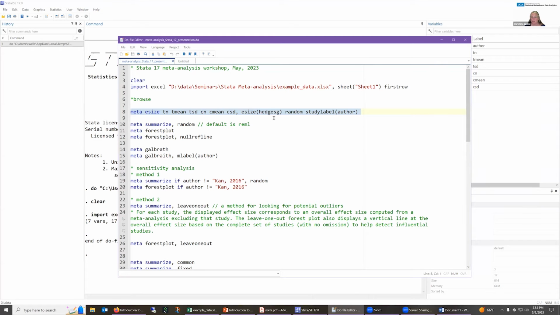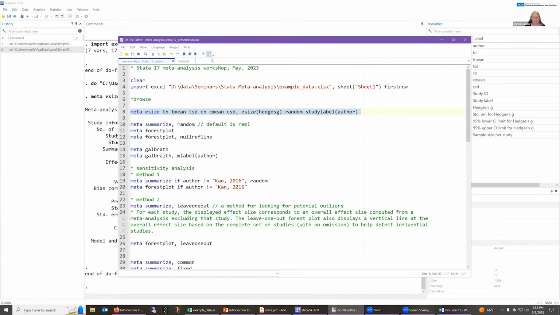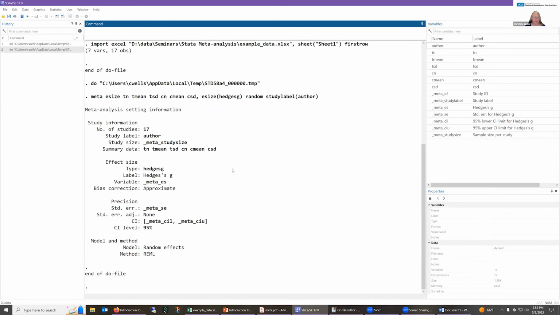E size, we're using Hedges G. I want this as random. And this here is the variable author, which is that string variable that I had right there. Let's run that. Okay, Stata gives us a little bit of output. Look at this. Don't just blow past it. Actually look at this and make sure that everything makes sense to you. You want to make sure that the right number of studies is in there.